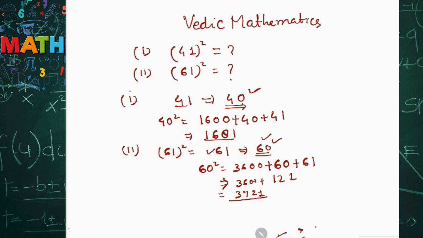So this is how we do the square of a number which is ending with a 1 using Vedic mathematics. It's very simple.